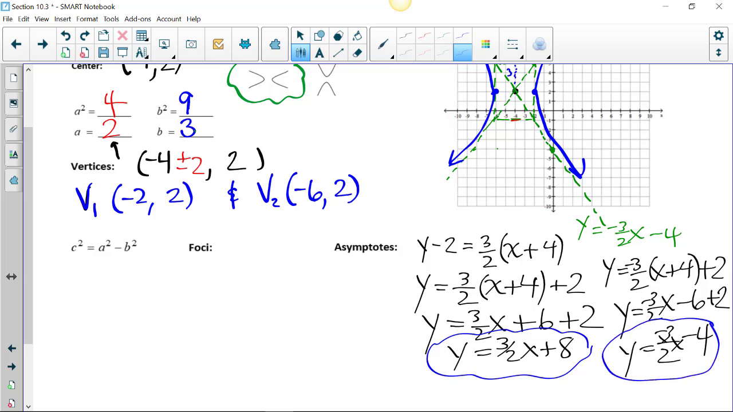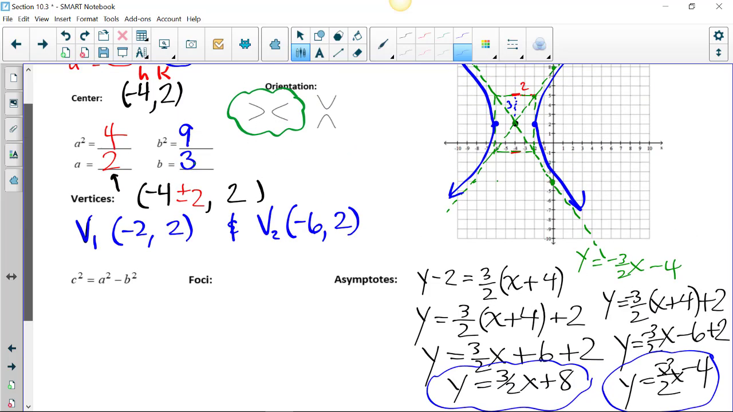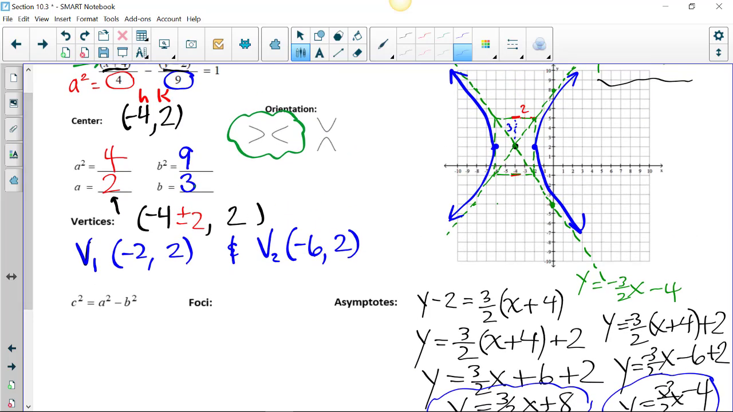And last, we don't need the foci to graph, but we're always asked for them because they're part of the definition for 3 out of the 4 conic sections. So for the foci, we need c. Oops, I copied this from the wrong one. That should be a plus. c squared is a squared plus b squared for a hyperbola. So c squared is going to be equal to a squared, which is 4, plus b squared, which is 9. So c squared is 13, so c is the square root of 13.